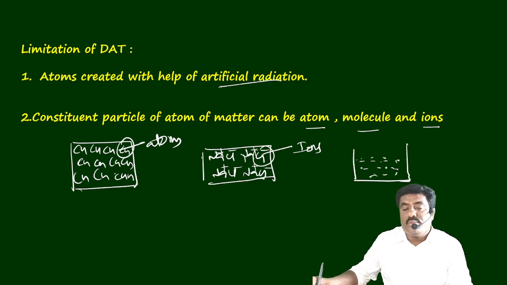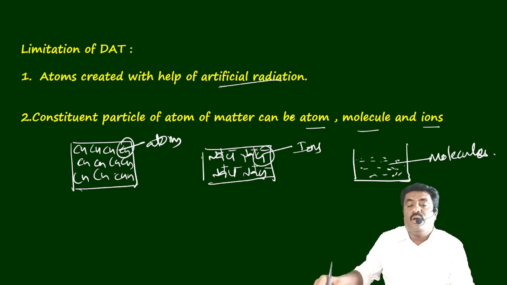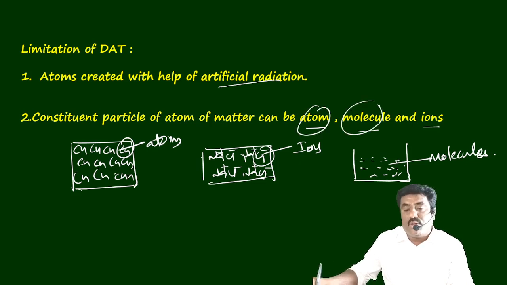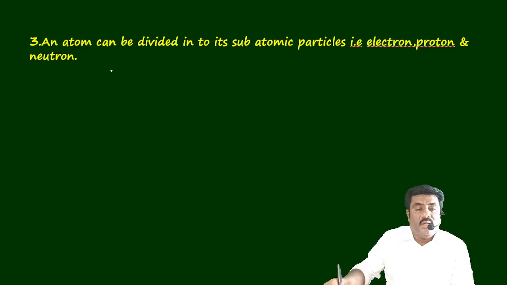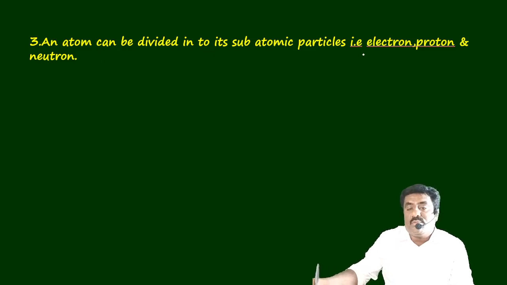Here the constituent particles are molecules, water molecules, H2O molecules, yes or no? The constituent particle of matter can be atoms, molecules or ions. Yes, go for the third postulate. An atom can divide into subatomic particles like electron, proton, neutron.